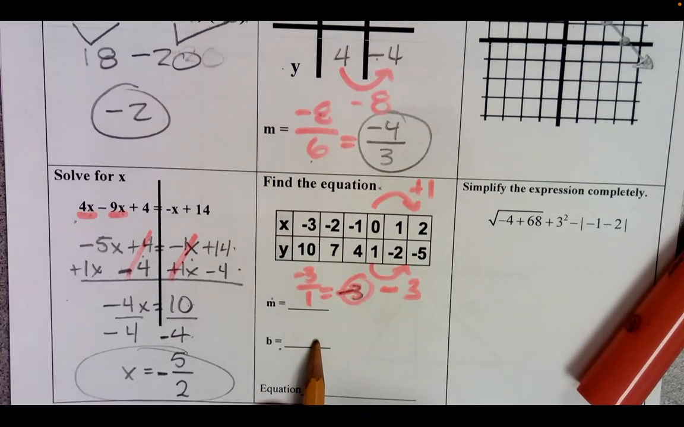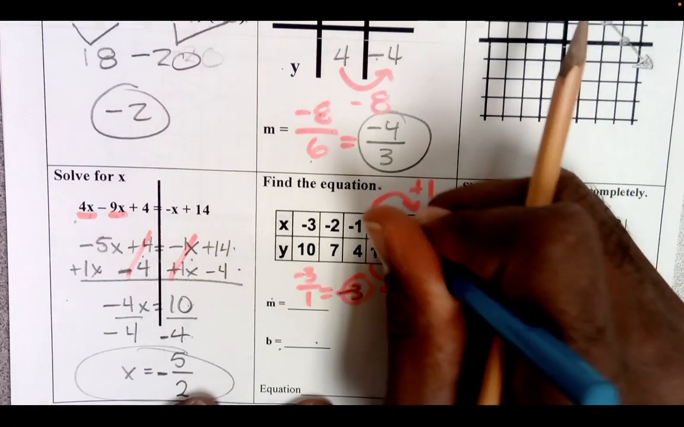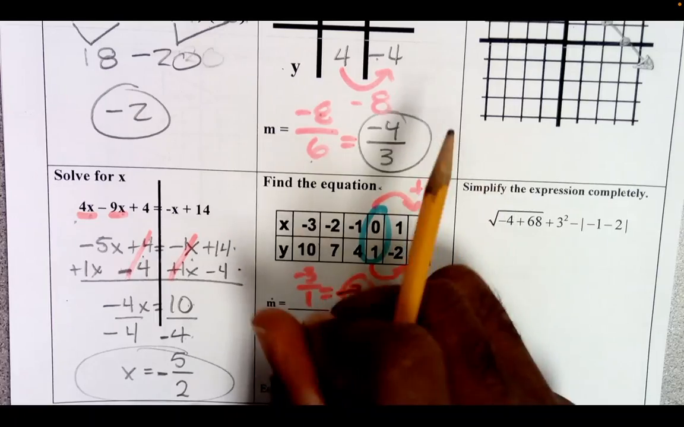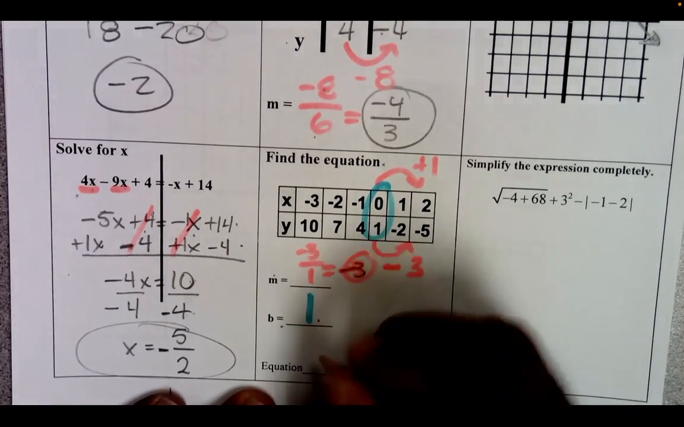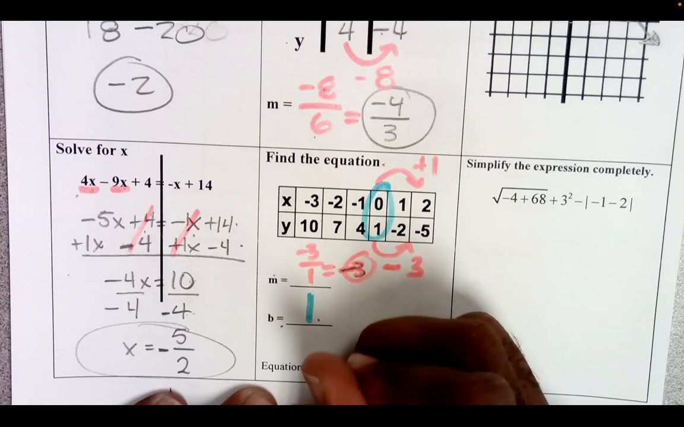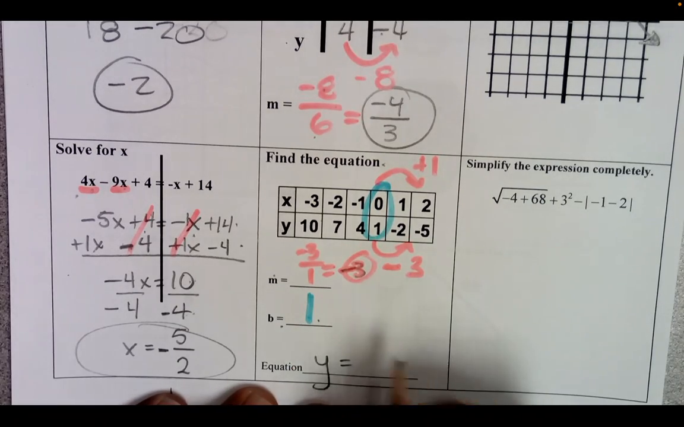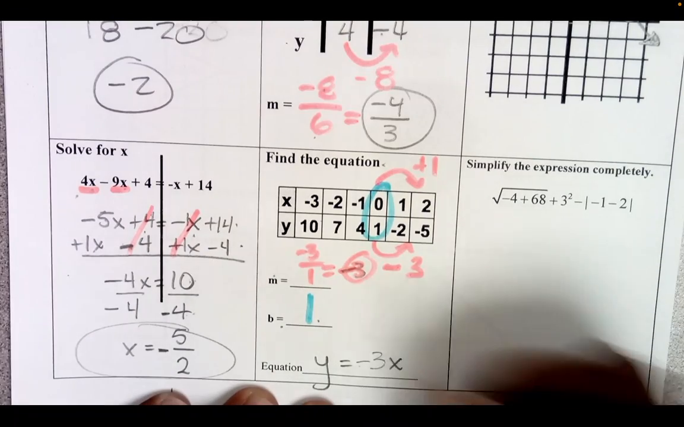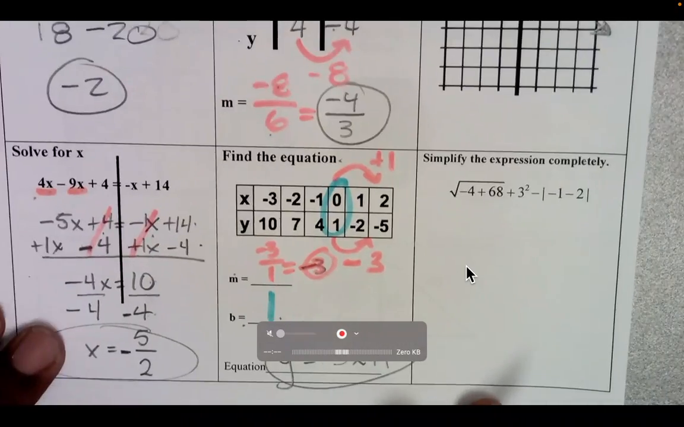Okay, and then which number is the b? The 1. And what part of that tells us it's the b? The 0. Once you find that 0, x equals 0, you know that's the b. So that's my y-intercept. And I start every equation with y equals, what goes next? The -3. What do I put right after the 3? X, and then +1. Okay, so that's just kind of review from like the last chapter.